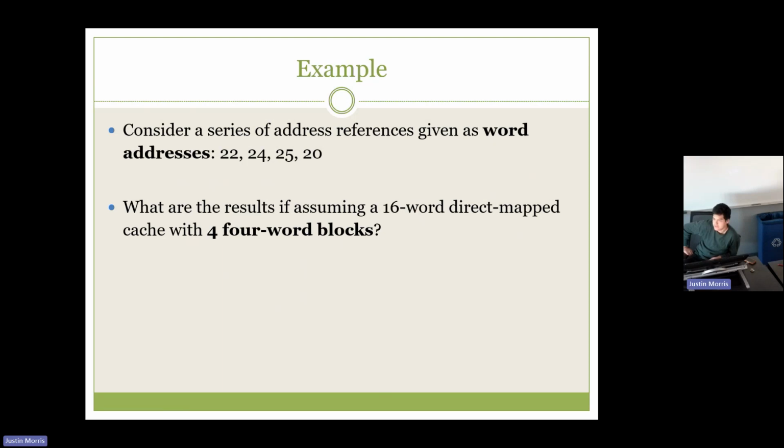And that one again is a miss. 24 divided by 4, I get 6, and then mod 4 gives 2. So was there anything in index 2? No. And now what goes into index 2? Yes, 24 through 27. 25 divided by 4 is 6. And we'll hit, because we have that already, because again, 6 mod 4 is 2, and we have something in index 2.